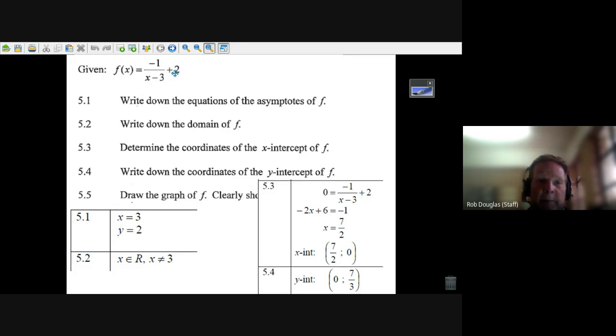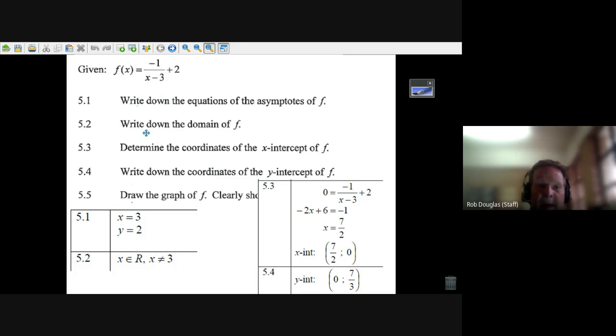And the other one, if x can't equal 3, this can never equal 2. The other asymptote is y equals 2. Okay, because this can never equal 0, then this can never equal exactly 2. So y equals 2. You just learn that. It's kind of free marks.